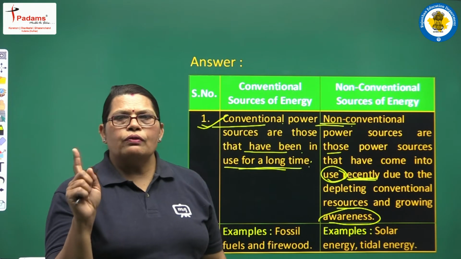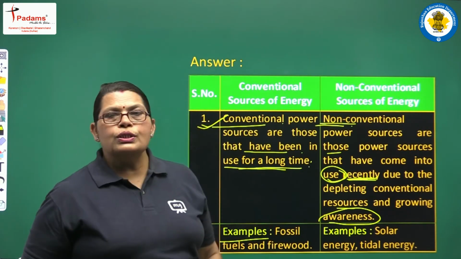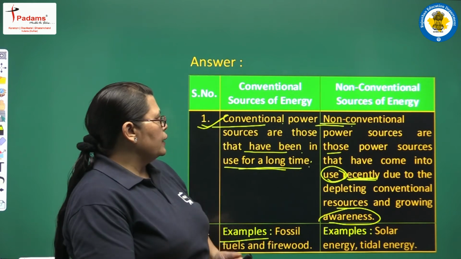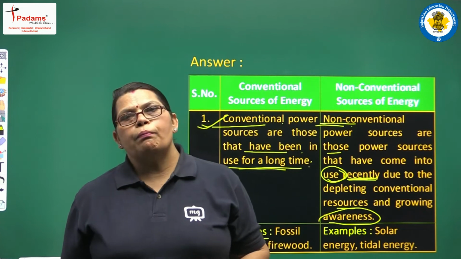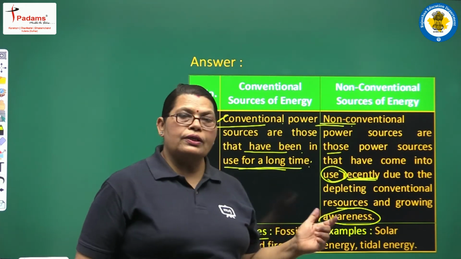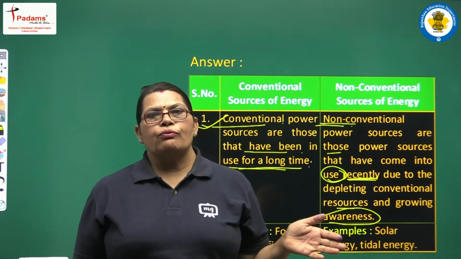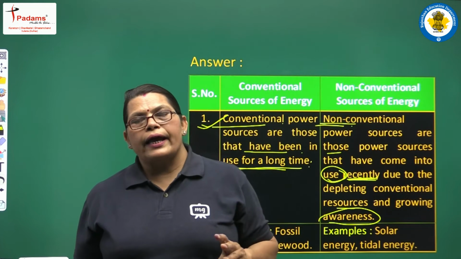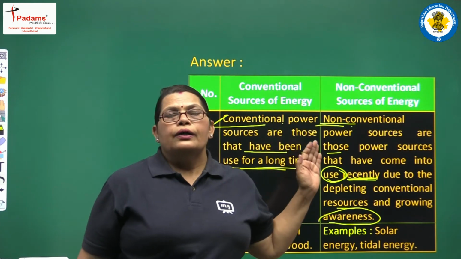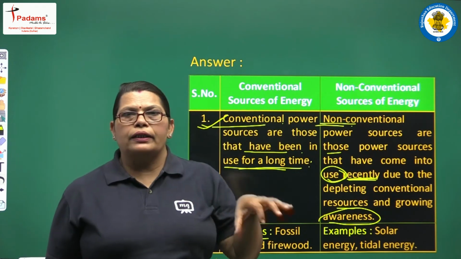Our second point of distinction is here. For an example, fossil fuels and firewood. Yes, conventional sources include fossil fuels and what? Firewood. Yes, we are using firewood in different types of works, as in the kitchen, in the industries, in agricultural use, and in other different types. And fossil fuels, we had included many things here.